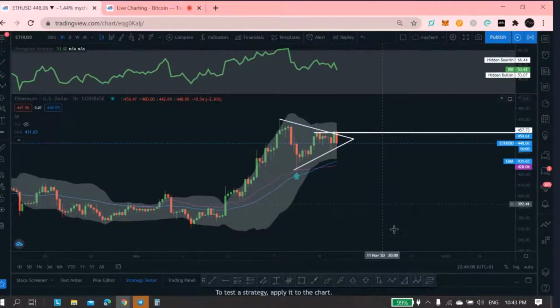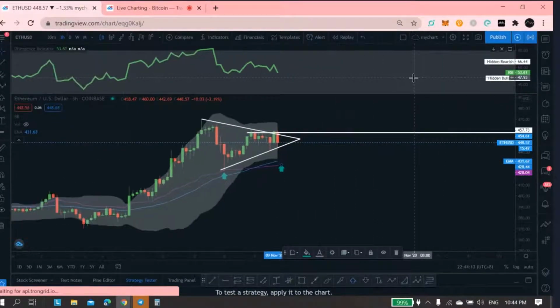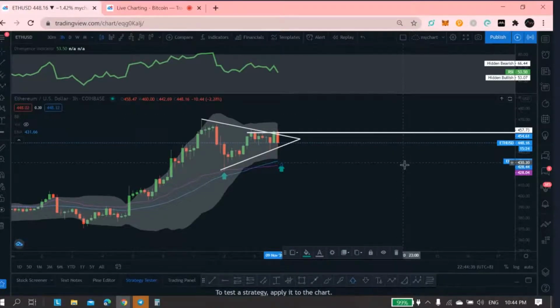So anyway, let's see. So I'm expecting a possible support at this area, if ever it breaks this down. Actually, I'm looking at this one. Yeah, actually it's already close to hidden bullish. Look at this divergence indicator. The hidden bullish is at 53.07. It's now currently at 53.62. So yeah, I think it's getting closer to possibly a bounce, in my opinion.